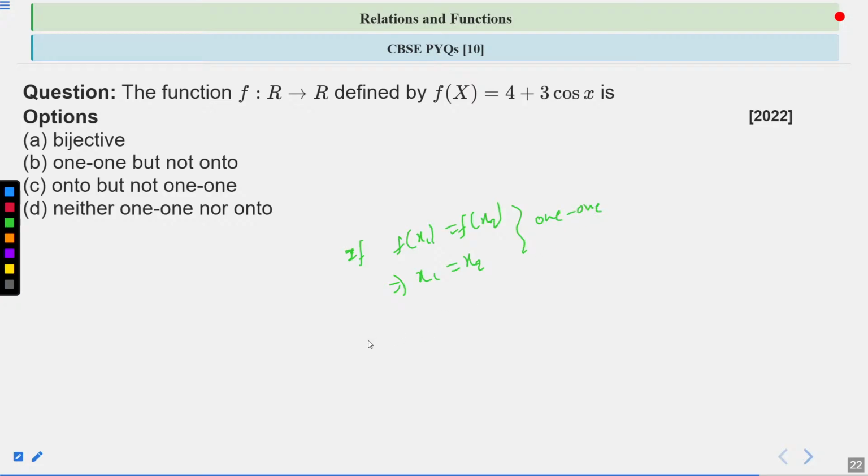And what is the condition of onto? Codomain should be equal to range for the function to be an onto function. Clear? And for bijectivity, both the conditions must be satisfied. Okay? So you have 10 seconds to solve or think about this question. After that, we will discuss the solution part.